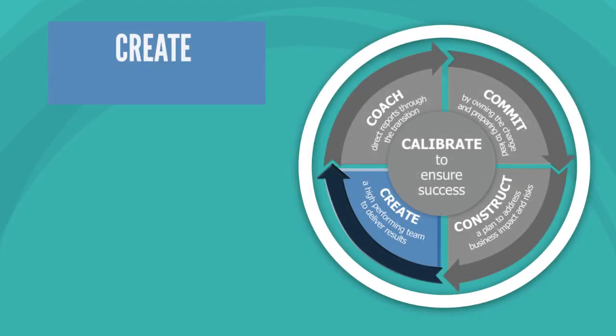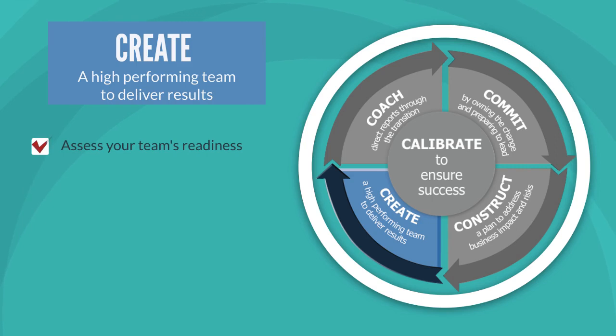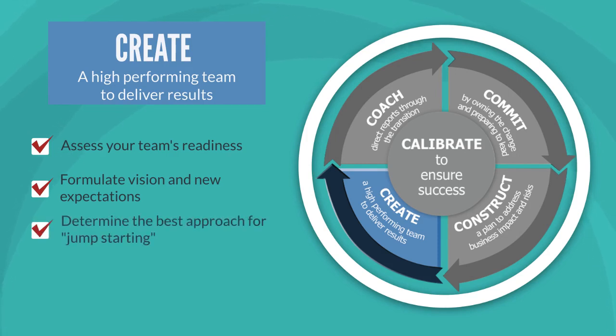The third part of the 5C's model is create, where you will focus on your team. In the create phase, you will assess your team's readiness to execute the strategic change initiative, formulate your vision and expectations. This includes revisiting goals, team roles, coordination, and metrics. Determine the best approach for jumpstarting your team and conduct a team jumpstart.